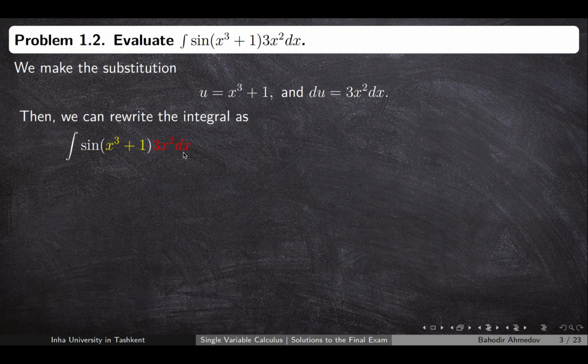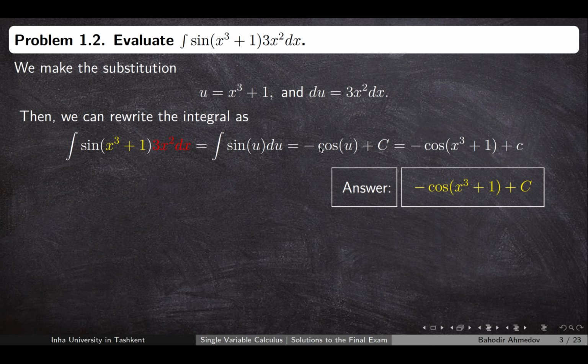Now I can substitute this part, x cubed plus 1, with u, and 3x squared dx with du. So I will get this integrand. After integration, I will obtain minus cosine of u, and I can resubstitute the u with x cubed plus 1, and I will obtain the answer.